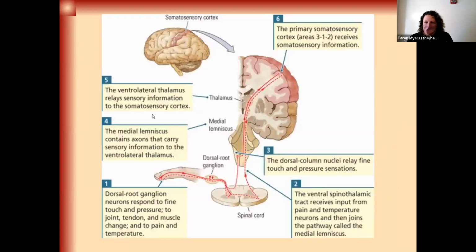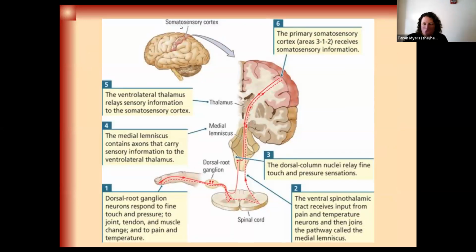Alrighty. And then this gets more at what happens when that stuff gets up to the brain. So we have this somatosensory cortex right here. And so you have the dorsal root ganglion neurons that are responding to that fine touch and pressure, to the joint, tendon, and muscle change, and to pain and temperature. Those are going to relay to the spinal cord initially. And then that ventral spinothalamic tract receives input from pain and temperature neurons and comes together in this pathway.